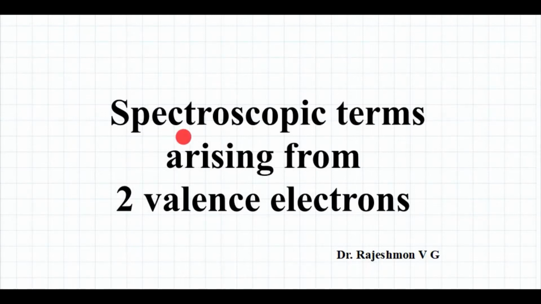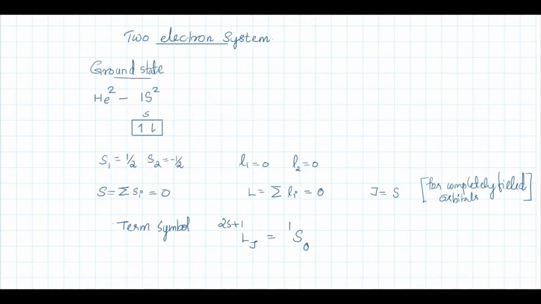Good morning all. In this lecture, I will explain what are the possible spectroscopic terms arising from two valence electrons. So, first we will consider the ground state of a two electron system, that is a system which has two valence electrons. The simplest case is helium. The ground state electronic configuration is 1s2.